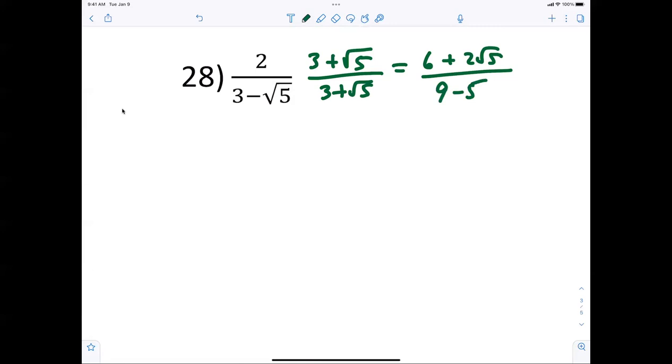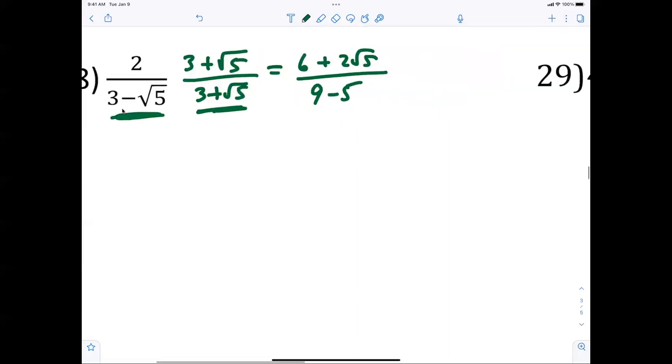Everybody can do that. It just takes a little bit of practice. Is everybody okay with 9 minus 5? Middle term canceled out. Does that make sense now, Miss Appleton? The middle term canceled out, right? You sure? All right.